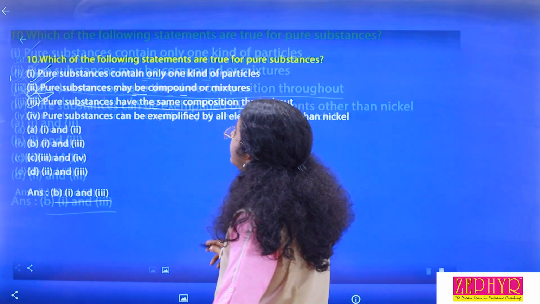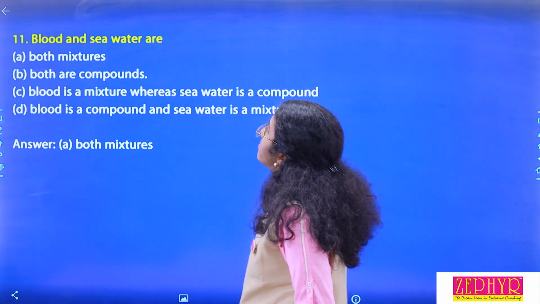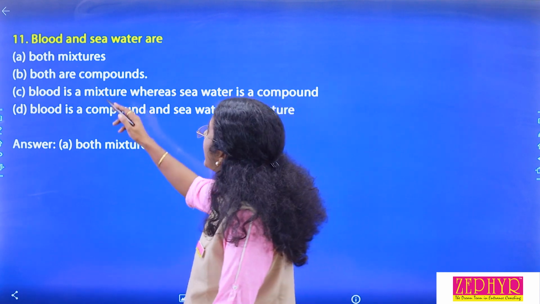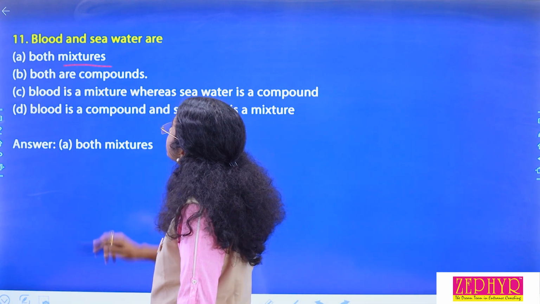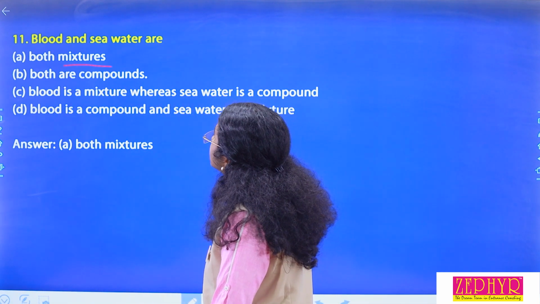Then next, 11th one, blood and seawater are both mixtures. Option A.